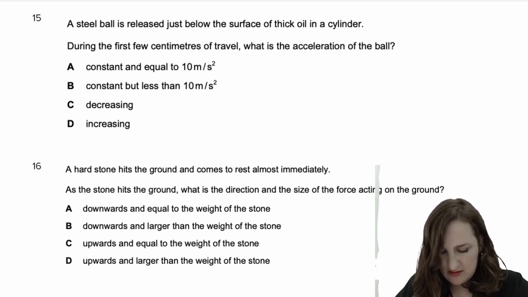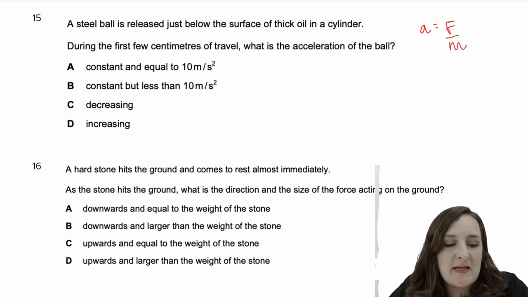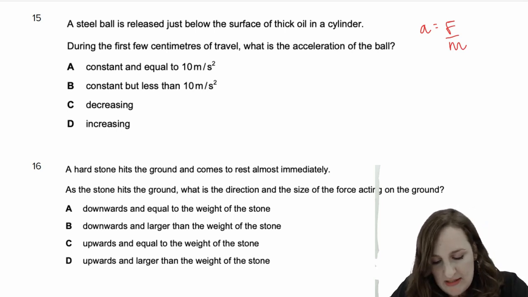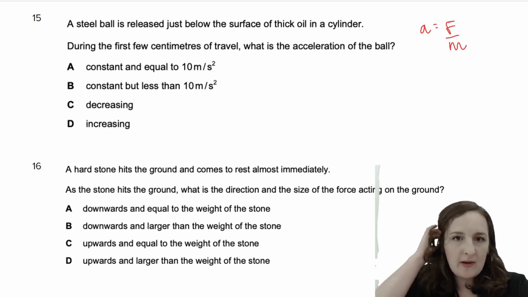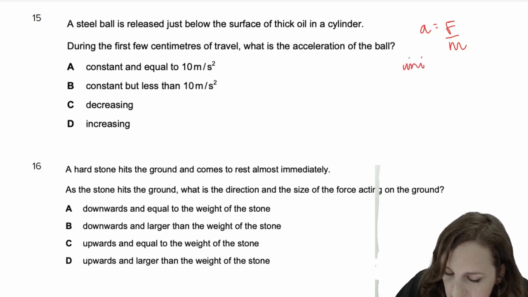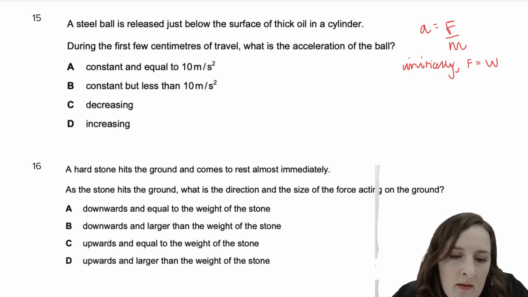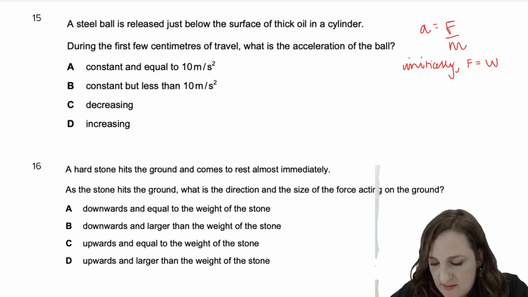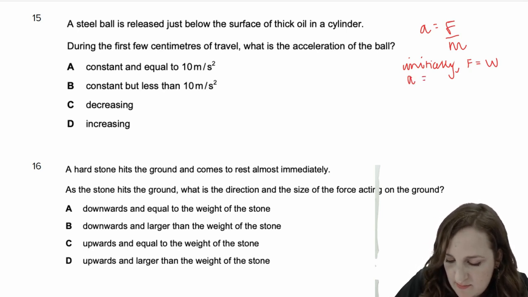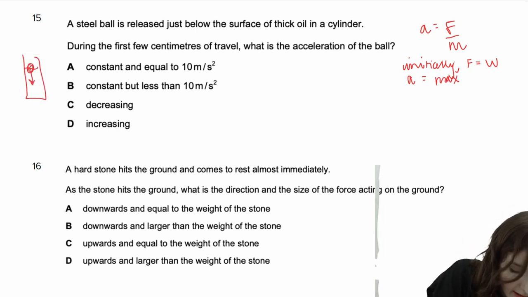So the first thing we're going to do is say, okay, well, acceleration is equal to the resultant force on the steel ball divided by its mass, and its mass is obviously constant. So initially, when the ball begins to fall, you have the resultant force being the weight. So initially, F equals W, before any drag forces have started to occur, because it starts from rest. At this point, if F is the weight, which acts down, the acceleration will be maximum. I'm going to draw over on this side, the steel ball. So initially, I have W acting down.